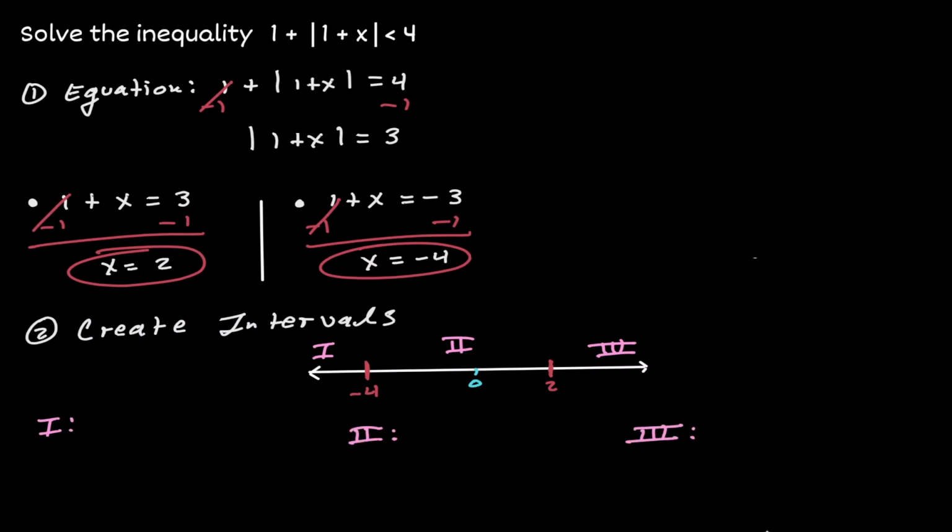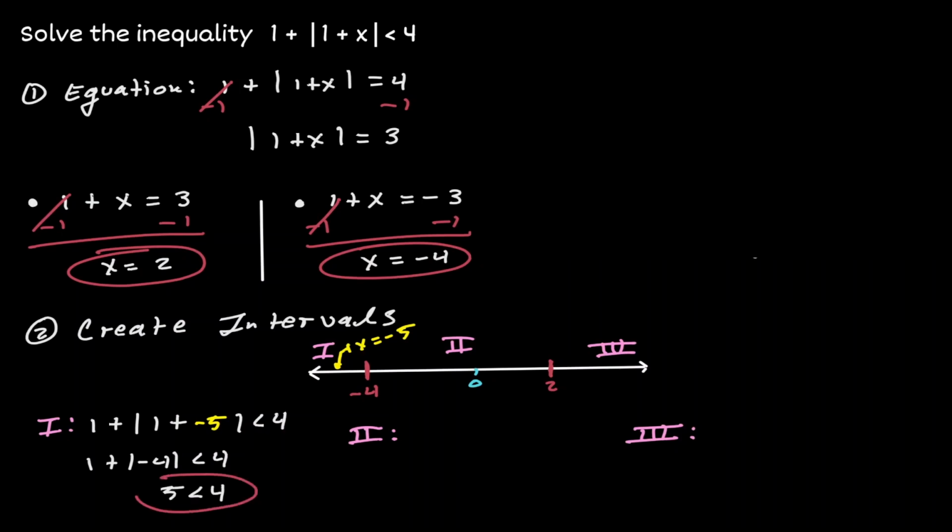Let's choose a number in the first interval. Any number that is less than -4. I'm going to choose -5. And now let's plug that value inside the inequality that we started with. Inside the absolute value, we're going to get -4. The absolute value of -4 is 4 plus 1. We're going to have 5 on the left. And now let's see. Is 5 less than 4? Definitely not. So we know that this interval is not part of our solution.